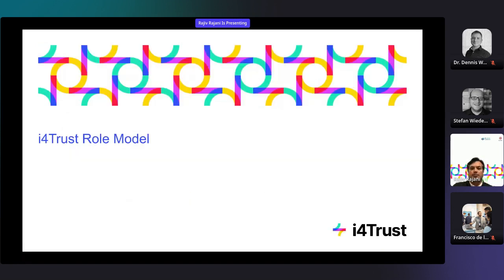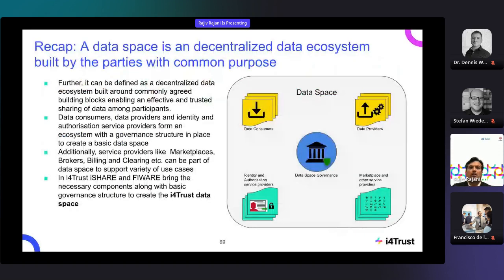With this, the iSHARE deep dive is over. I will now quickly move to the i4Trust role model and a brief explanation about i4Trust IAM.